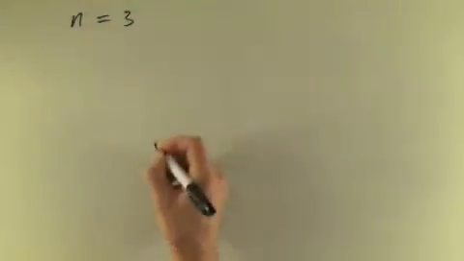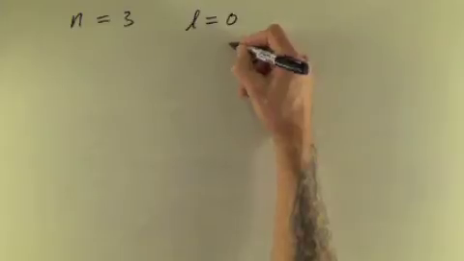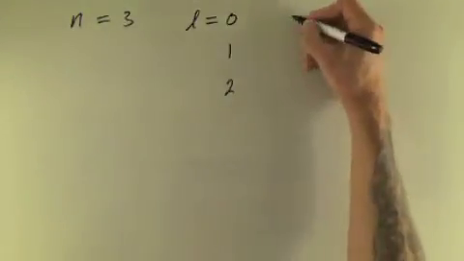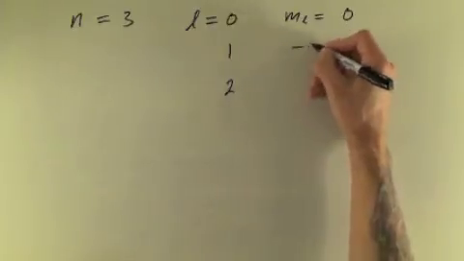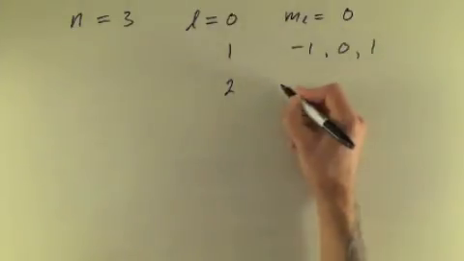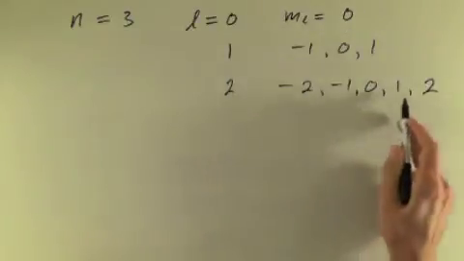All right, let's try n equals 3 now. So we can have L is 0, and 1, and 2. M sub L values for these: for L is 0, it's just 0. For 1, again, -1, 0, 1. And for 2 now, -2, -1, 0, 1, and 2. There are 5 of those.